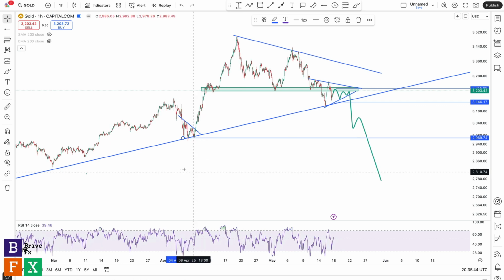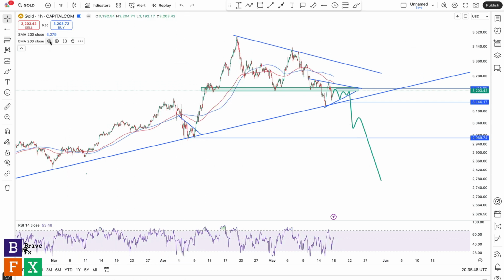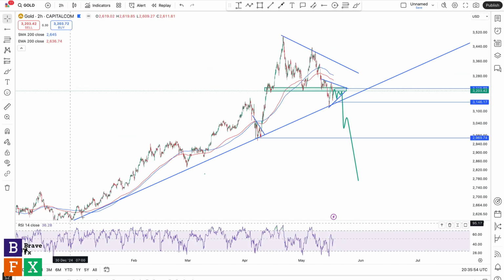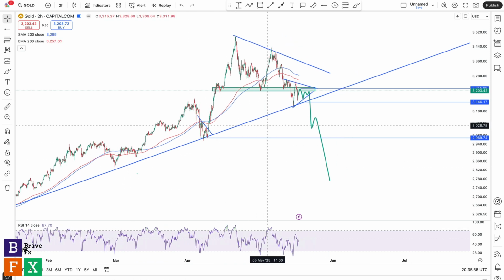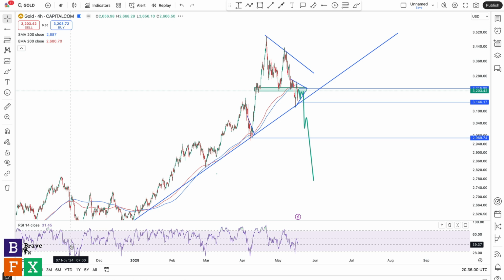Now, to solidify our bearish case scenario, I'm going to pull up my moving average as usual. So this is a moving average on the 1 hour time frame, the 200 exponential and simple moving average. And this is going to be those moving averages on a 4 hour time frame. So we're going to be using the 4 hour time frame, right?